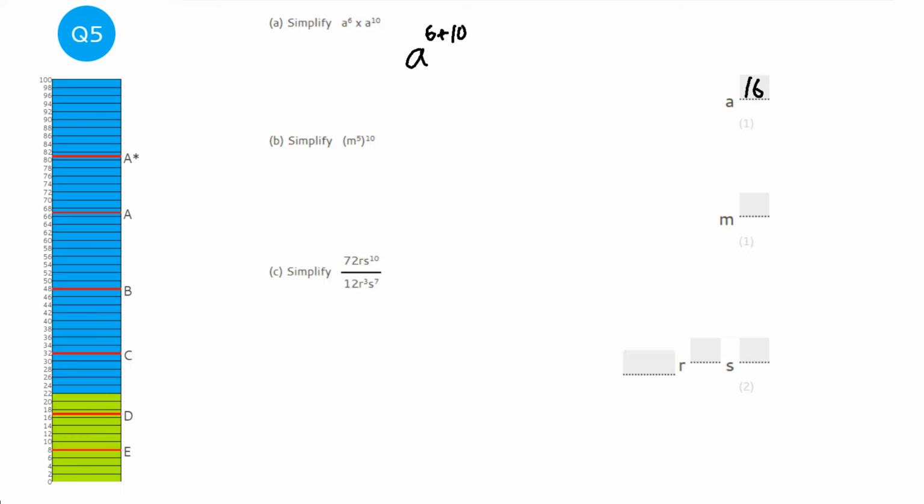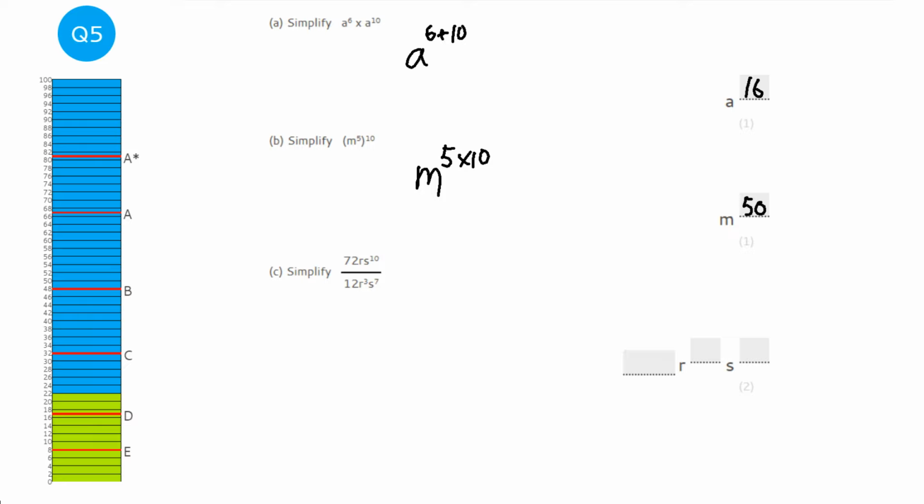Okay, this next one, this set of rules here, this bracket means that we're doing this bracket to the power of 10. So we're doing m to the power of 5 10 times. Okay, so the rule is if you've got a bracket, you times them. So the rule for this one will be, the power will be 5 times 10. Okay, so it's m to the power of 50.